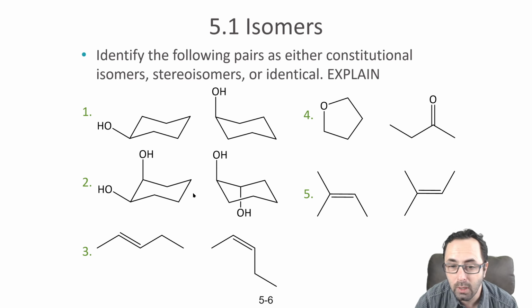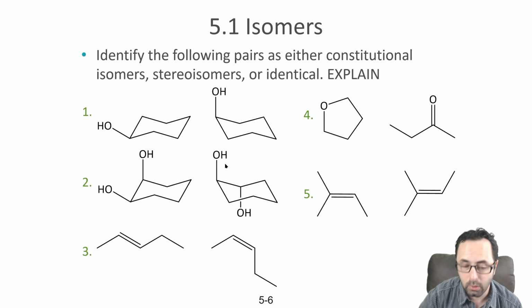For number 2, now these are going to be different because we can see that in one of these we have an OH that is in the axial position on the top of the ring, and an OH that's in the equatorial position next to it on the top of the ring. However, in the neighboring structure, we have an axial OH and an axial OH right next to each other. And so this is certainly a different situation.